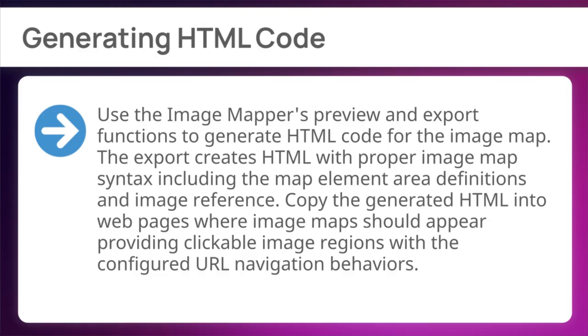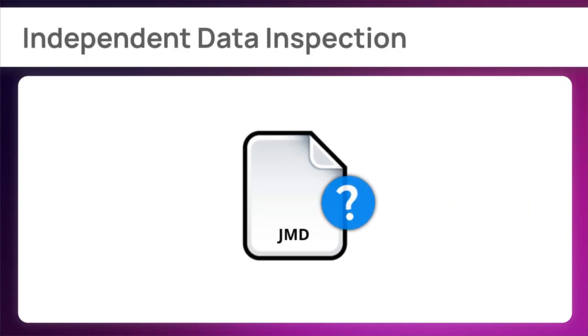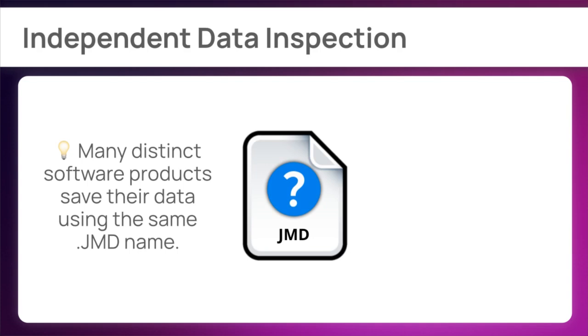Use the image mapper's preview and export functions to generate HTML code for the image map. The export creates HTML with proper image map syntax, including the map element, area definitions, and image reference. Copy the generated HTML into web pages where image maps should appear, providing clickable image regions with the configured URL navigation behaviors.